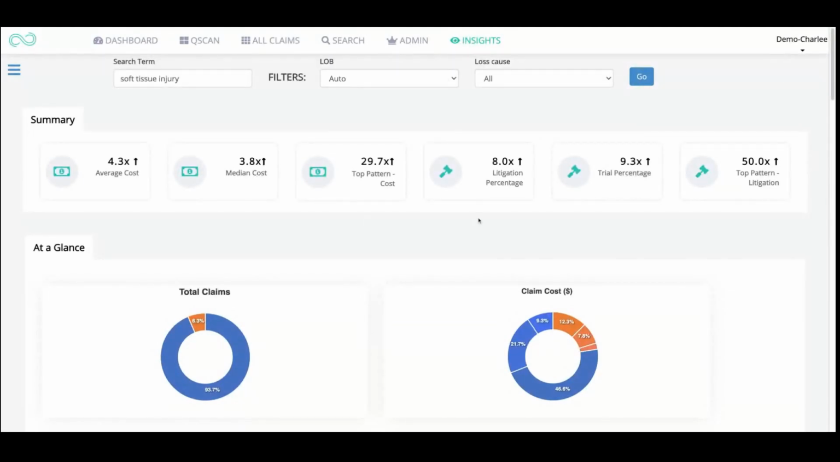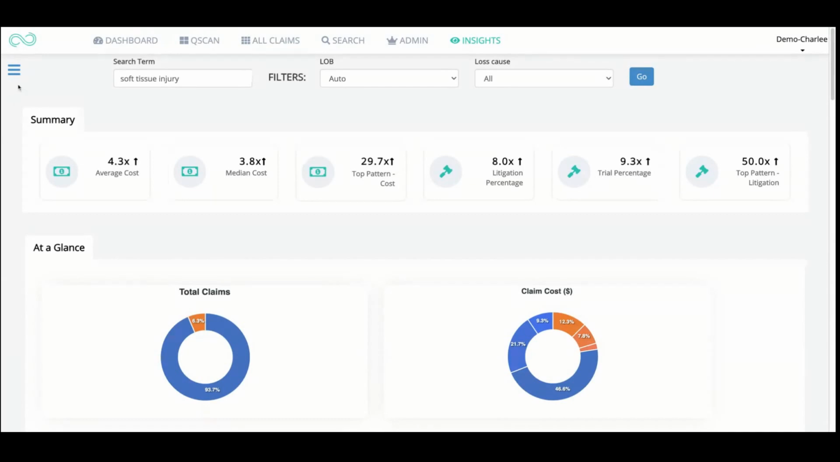Charlee also brings up the key litigation drivers. For instance, you can see right away that your soft tissue injury claims have an 8 times higher chance of going into litigation and a 9 times higher chance of going into trial. There are a lot of other graphs that you can get, and the UI is customizable. You can put different metrics based on your requirements.